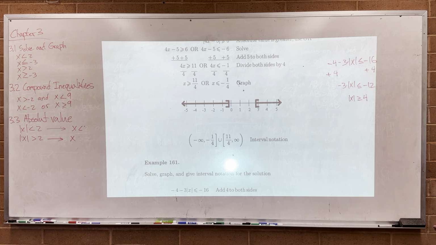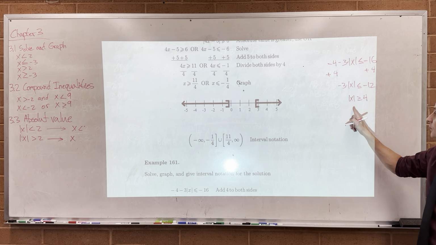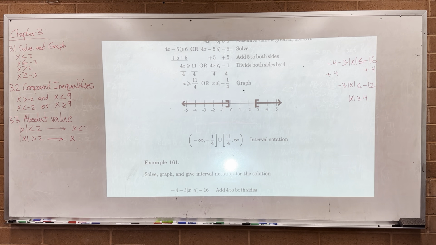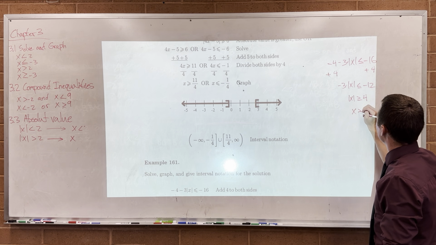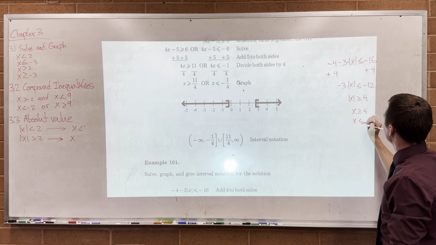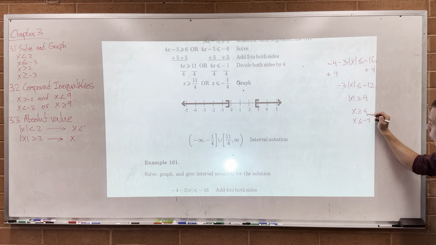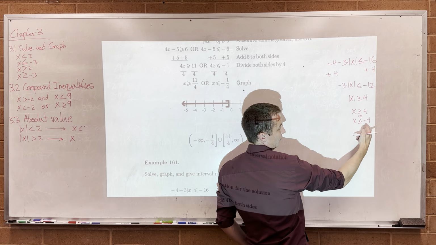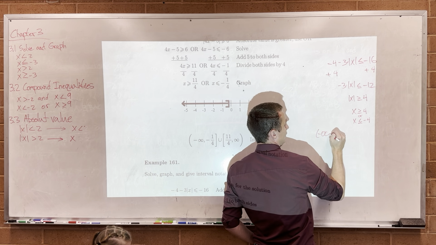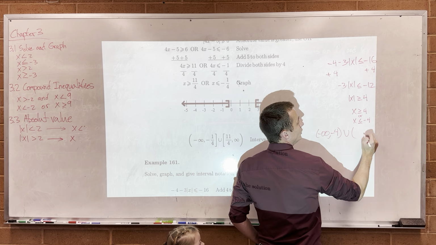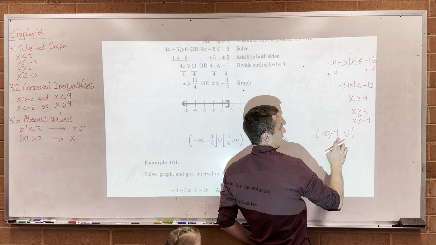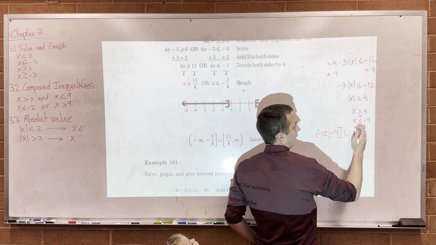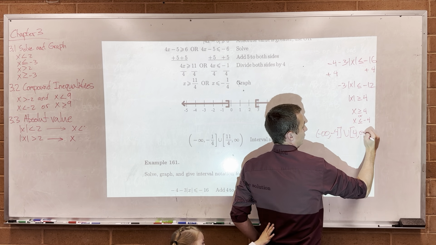Right? So I need to plot all the points where the absolute value of x is greater than or equal to 4. When does that happen? This is going to be ORing together two inequalities. It's going to be x greater than or equal to 4, or x less than or equal to negative 4. And we're ORing these two together. So this or this. And then what are those? This is everything less than negative 4, so that's negative infinity to negative 4, including negative 4, union together with all the numbers from 4 to infinity.